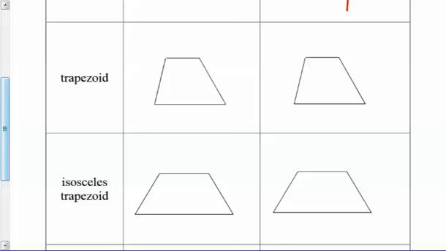The trapezoid has one set of parallel sides, which means that these two angles add together to give you 180 degrees. And these two angles also add together to give you 180, but they are not the same. They don't have to be the same, right? If they were the same, then there would be an isosceles trapezoid.